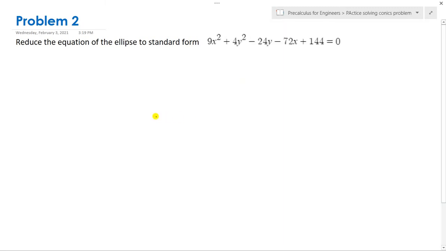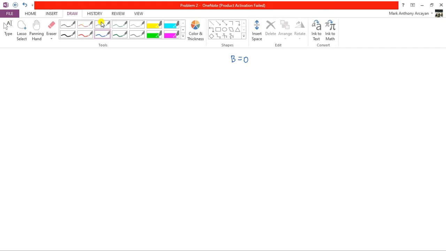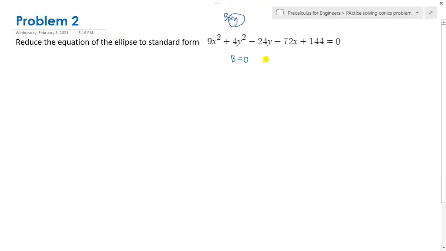So here, we are asked to reduce the equation of the ellipse to standard form. We are given a general form. Let's verify if this is really an ellipse. Here we don't have a B term, which is the xy term. Since we don't have an xy term, B is 0. Therefore, the axes of the ellipse, the major and minor, are parallel to the y and x axes. What else? We have a value of 9, which is not equal to the value of c, which is 4. So therefore, this is a legitimate ellipse.